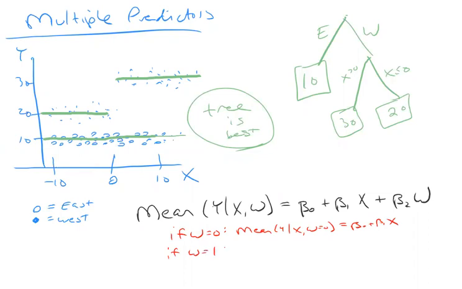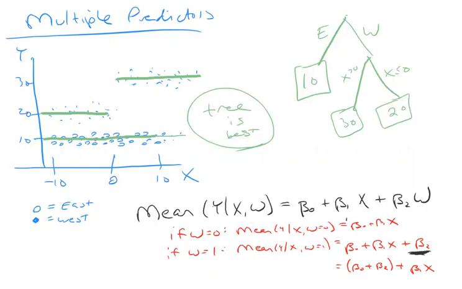If w is equal to 1, this equation says that the mean of y given x and given that w is equal to 1 is beta 0, some intercept, plus some slope times x plus beta 2 times 1. So we have this extra value that we add on here. So another way to write down this would be some number plus some other number. So beta 0 plus beta 2 plus beta 1 times x. That's the same thing. So here's what I want you to see.